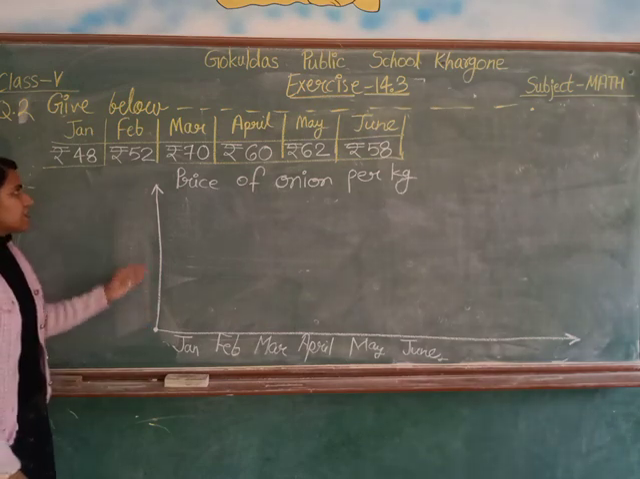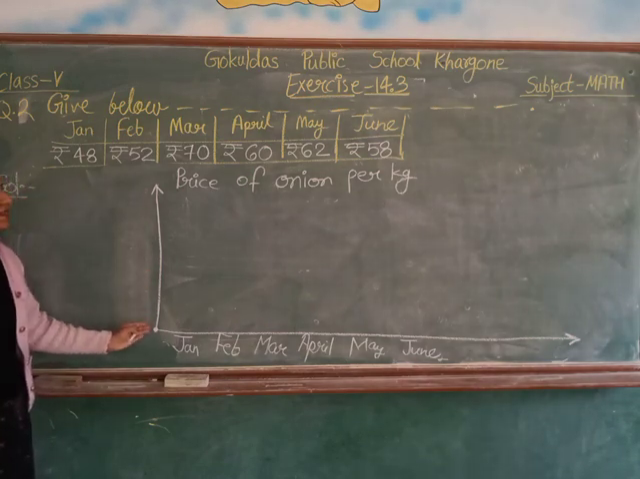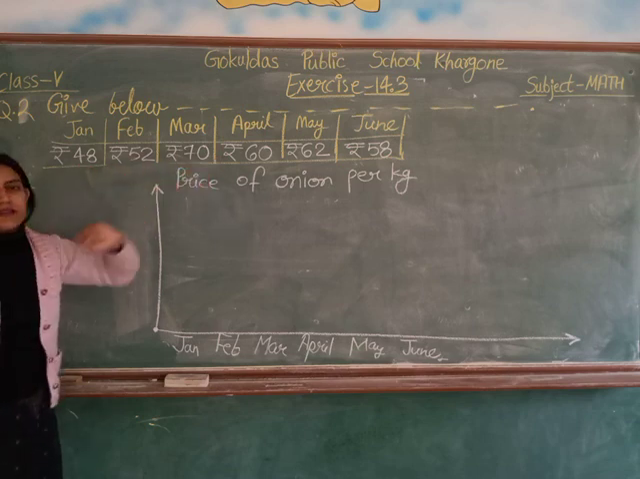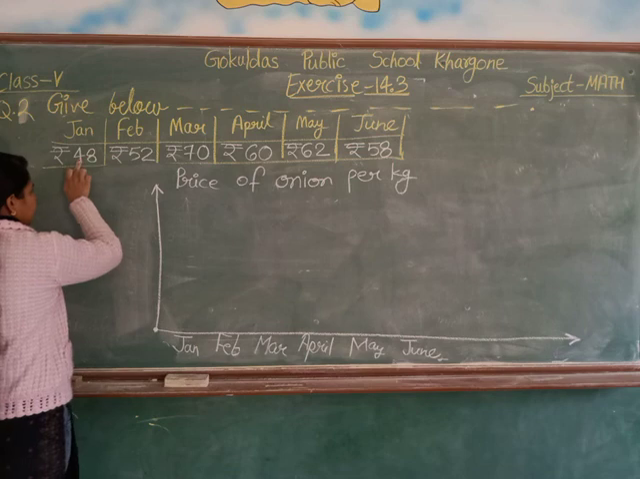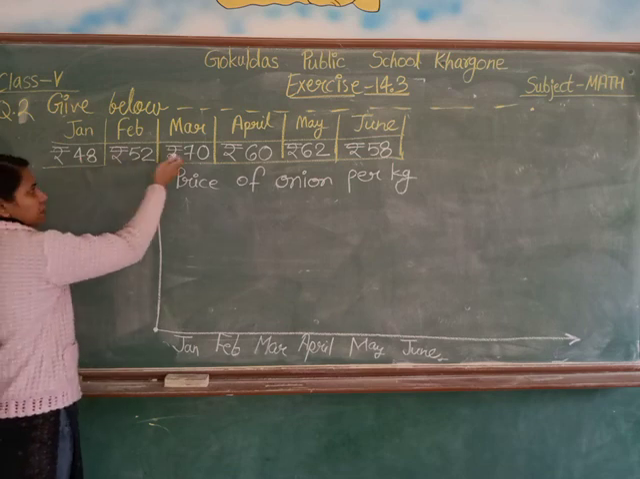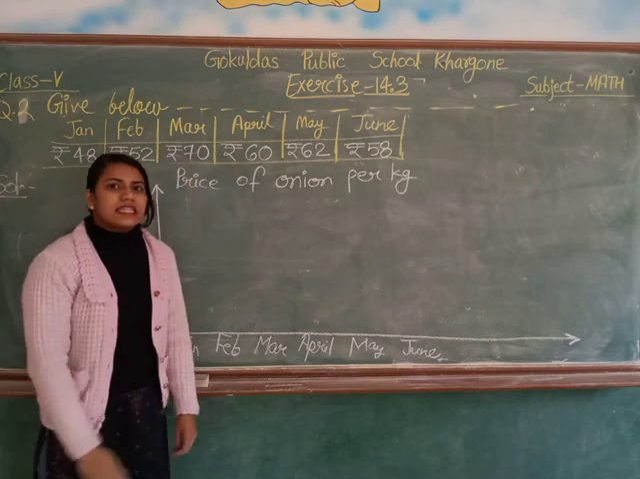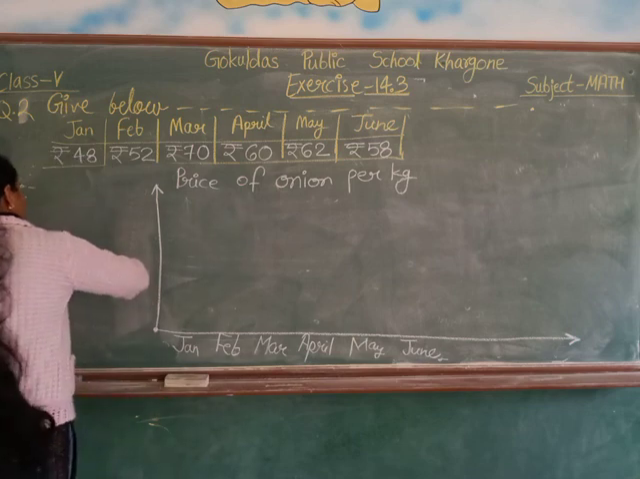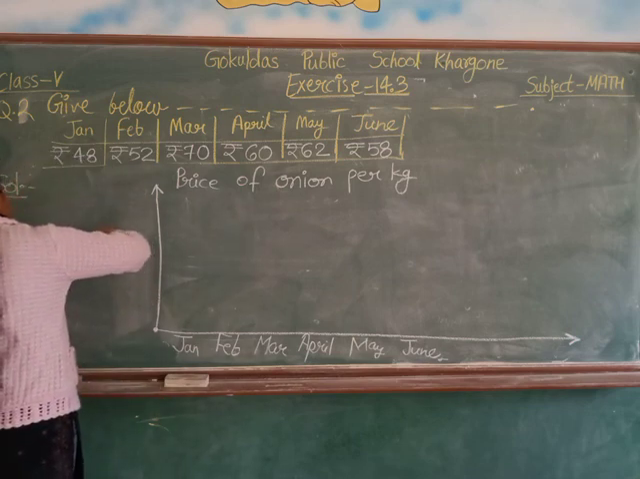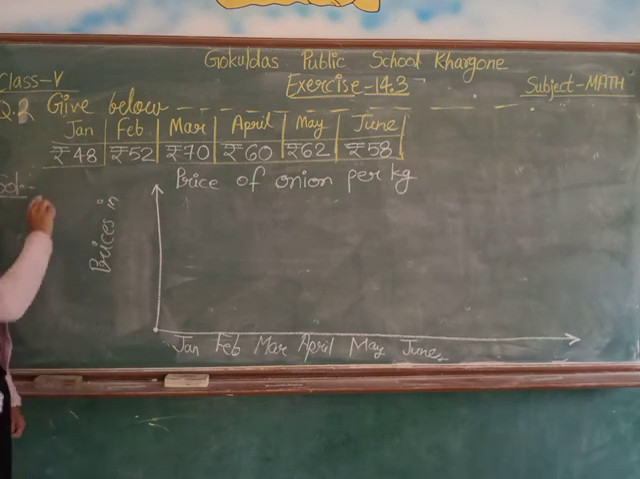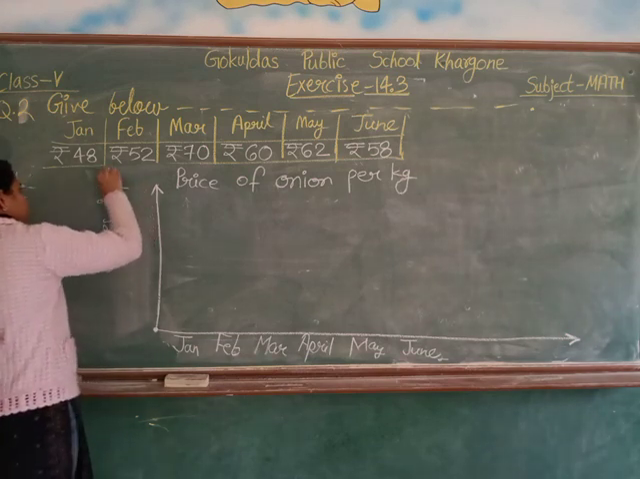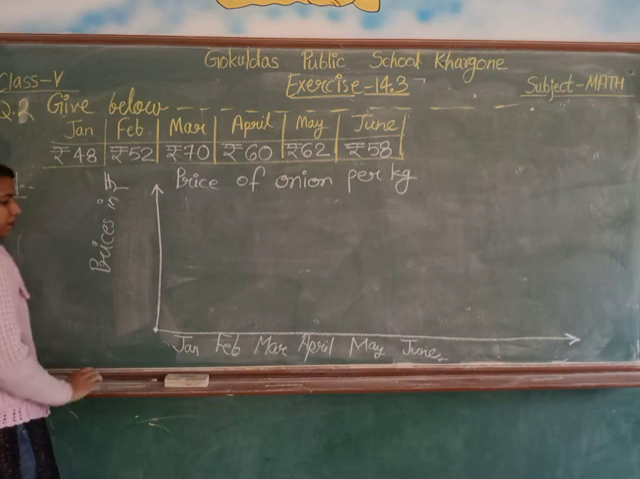Now on the vertical scale, what do we write? We write the numbers. These 48 rupees, 52 rupees, 70 rupees, what are all these? These are prices. So write prices. In which currency is it? It is in rupees, so write rupees. Prices in rupees.